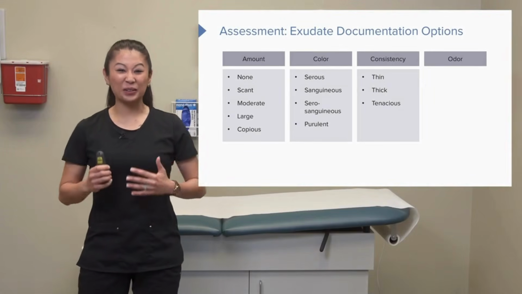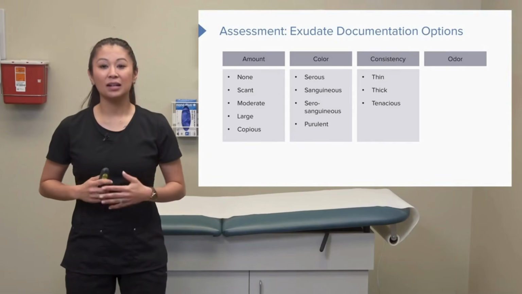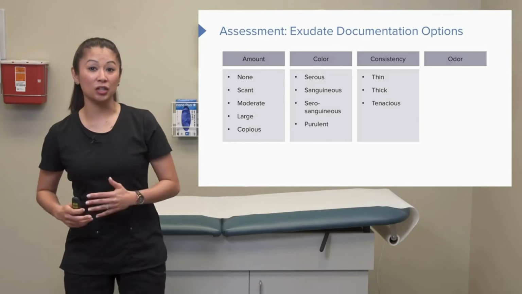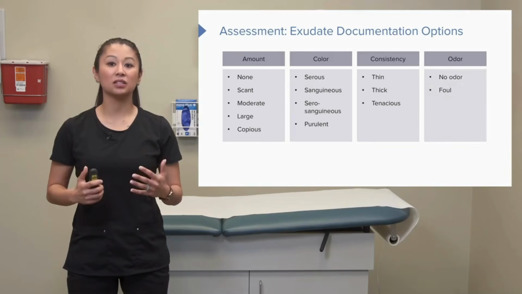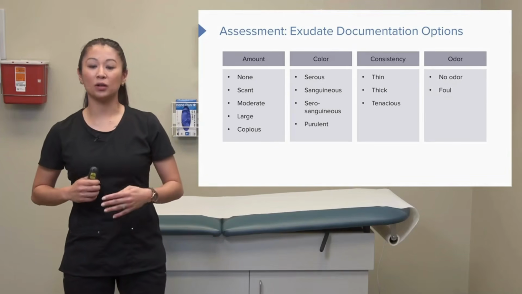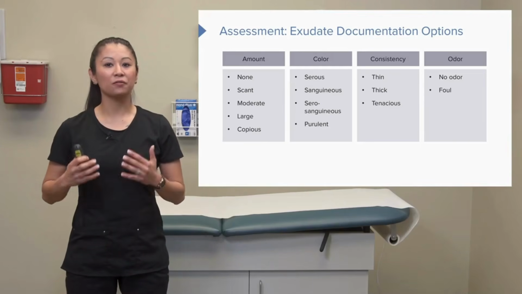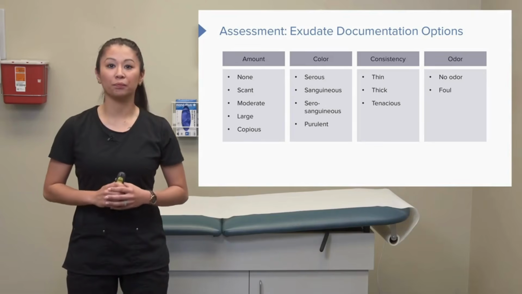And next, consistency. This may sound a little gross, but your exudate should be fairly thin. Sometimes it can get really thick or even what we call tenacious if there are signs and symptoms of infection. And next is odor. Know that there's sometimes an odor with a wound and sometimes there's not. Now if there's a foul odor, again, that could be signs of infection that we need to report.